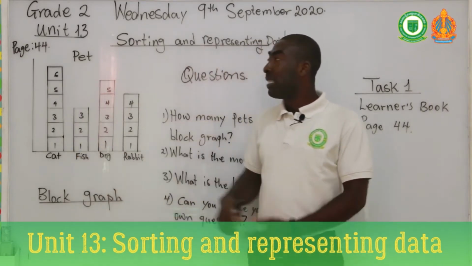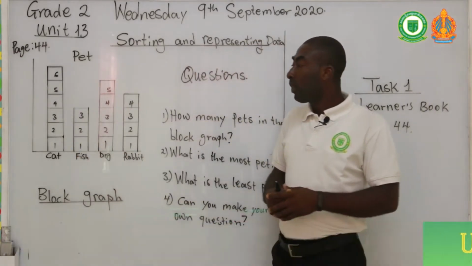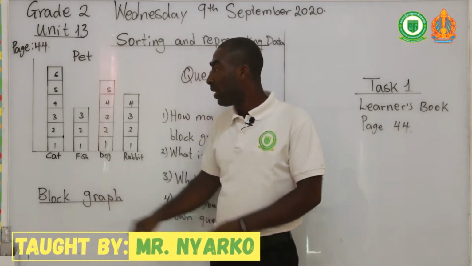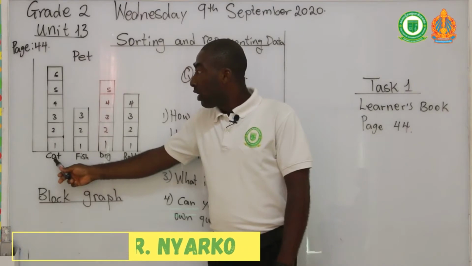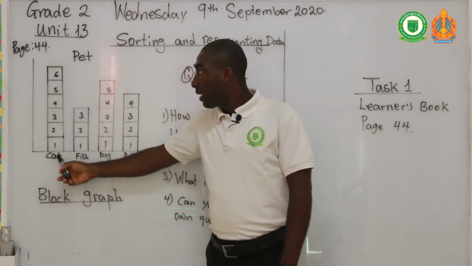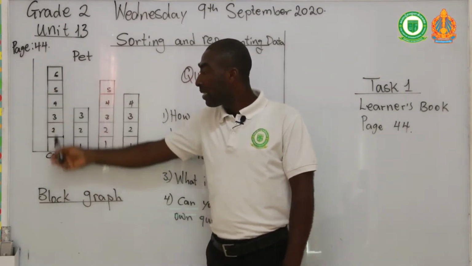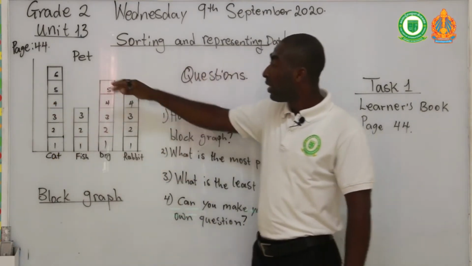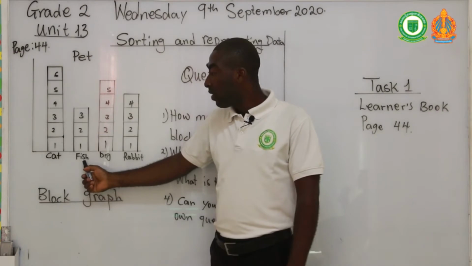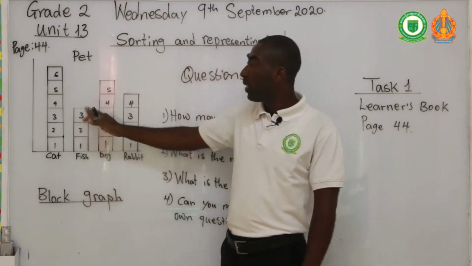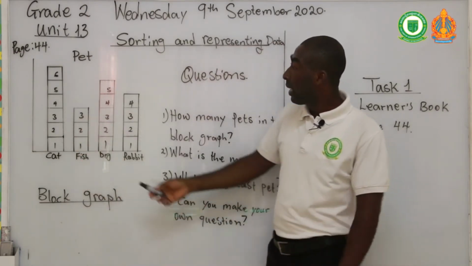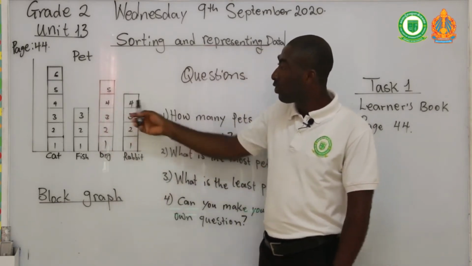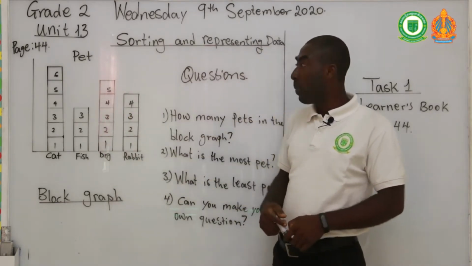So this is about data of pets in a particular house. These people are having pets in their house. These are the number of cats that they have. That means they have 6 cats in their house, so we have 6 blocks that we use to build the graph. And in that house they also have fish. That means they have 3 fishes. And how many dogs do they have? They have 5 dogs. And rabbits, they also have 4 rabbits, okay?